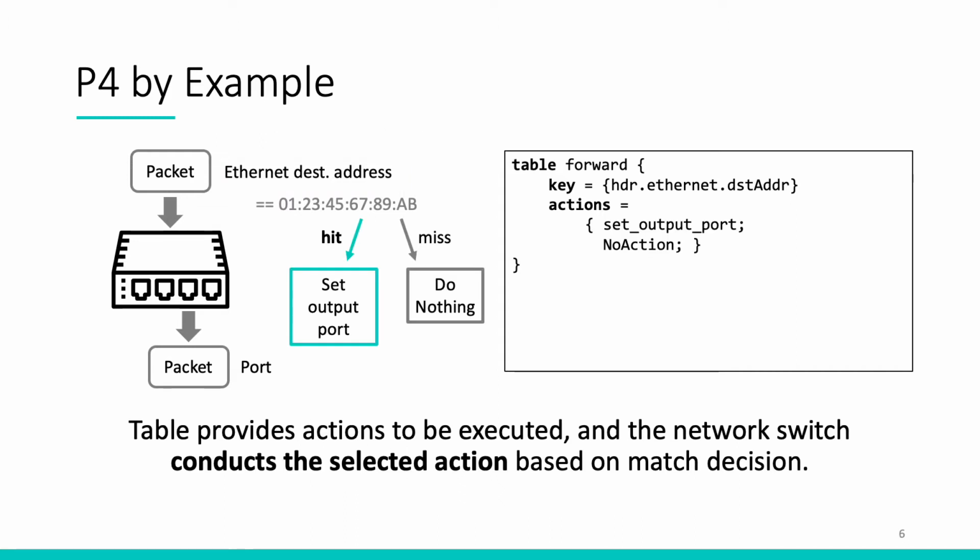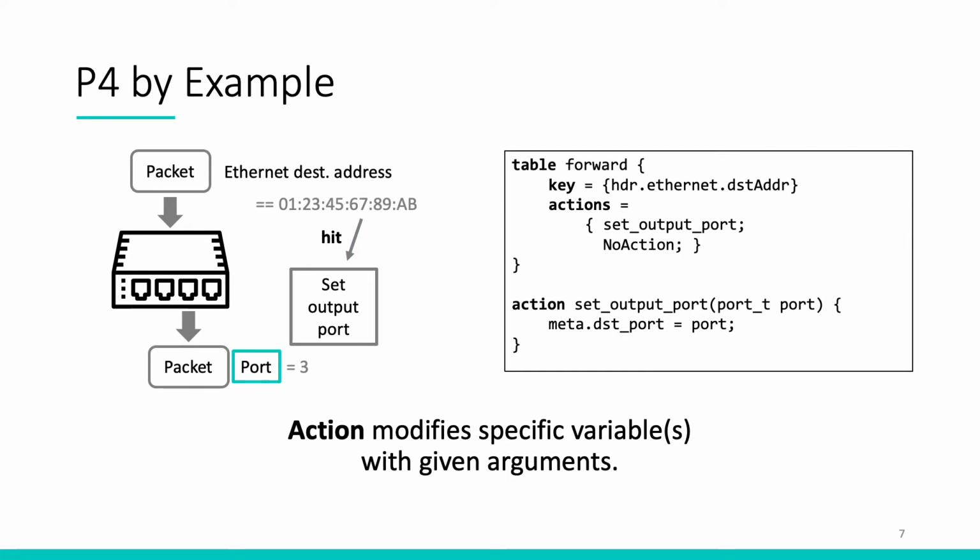Then the programmer specifies the actions to be executed, and the network switch conducts the selected action based on the match decision. In this example, the switch will execute set output port when the match result is hit, or do nothing when the match result is miss. Next, the programmer defines the action function. Action modifies specific variables with given arguments from the control plane. Here, the action set output port changes the destination port with the given argument.